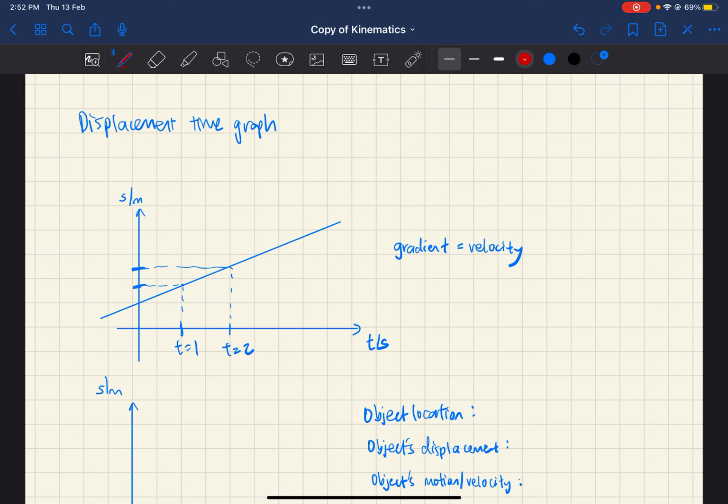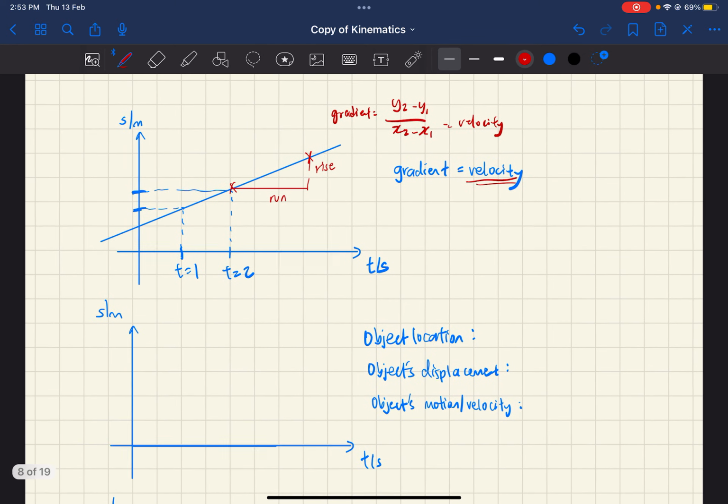Next one, to find your velocity, all you need to do is just find the gradient of this line. To find the gradient of the line, you need to calculate your rise divided by your run. So pick 2 points and then do your y2 minus y1 over x2 minus x1. This is your gradient, which will be exactly the same as your velocity. So when you find your gradient, it is equal to your velocity.